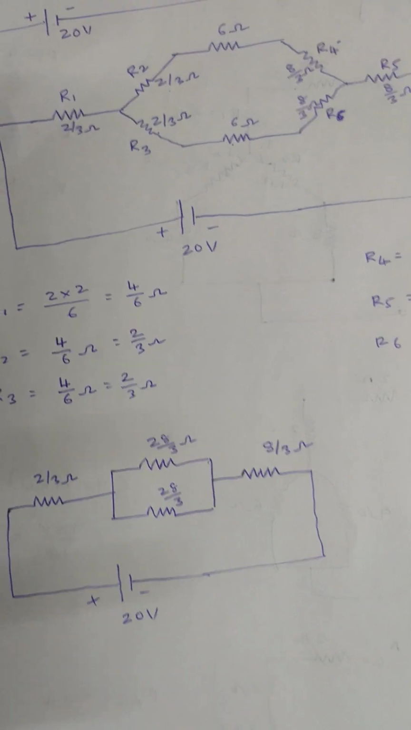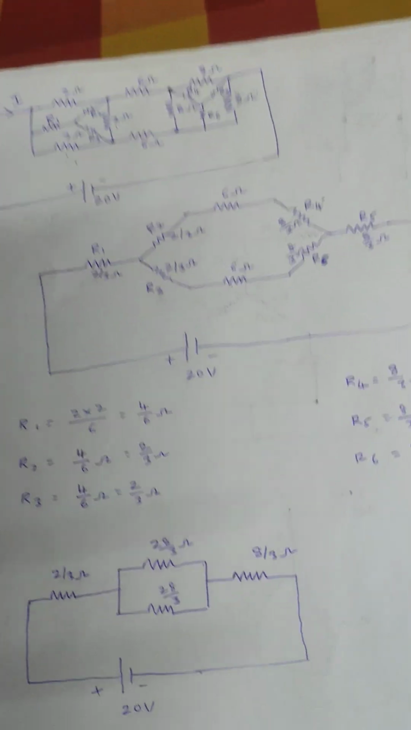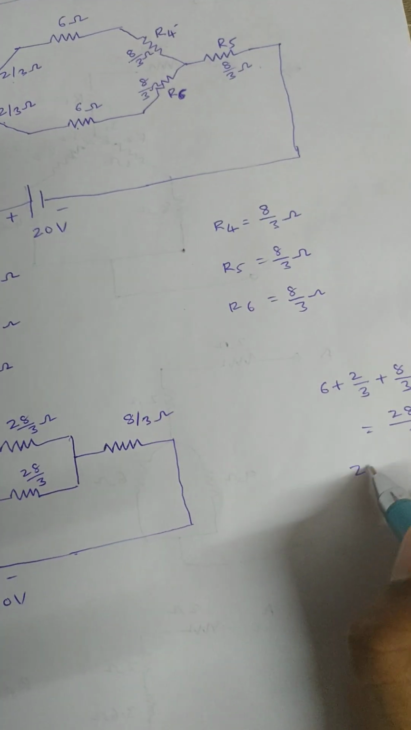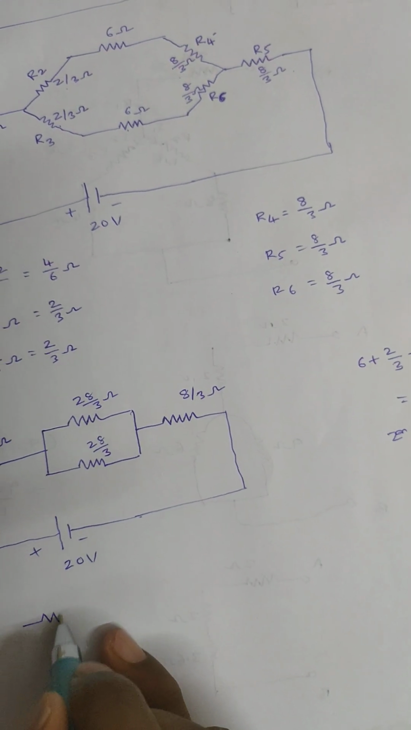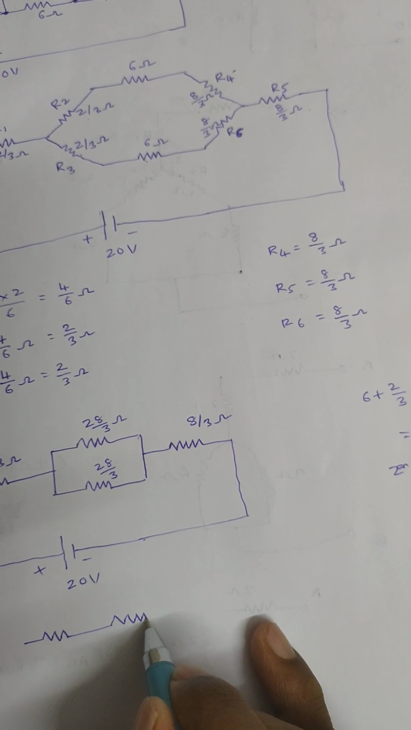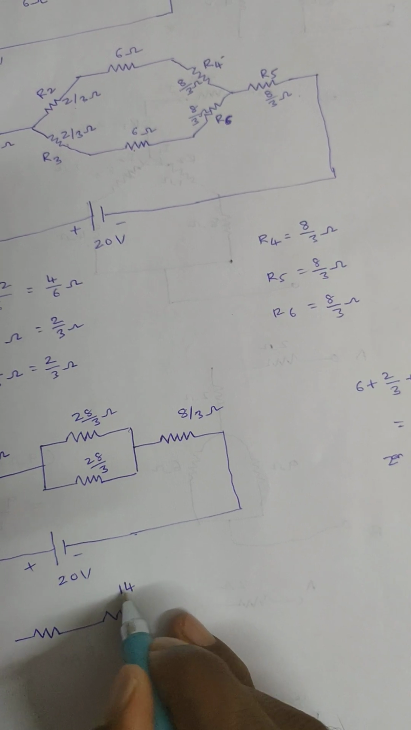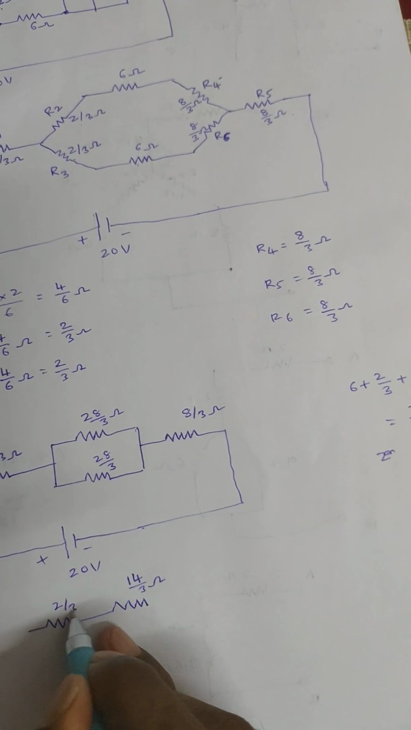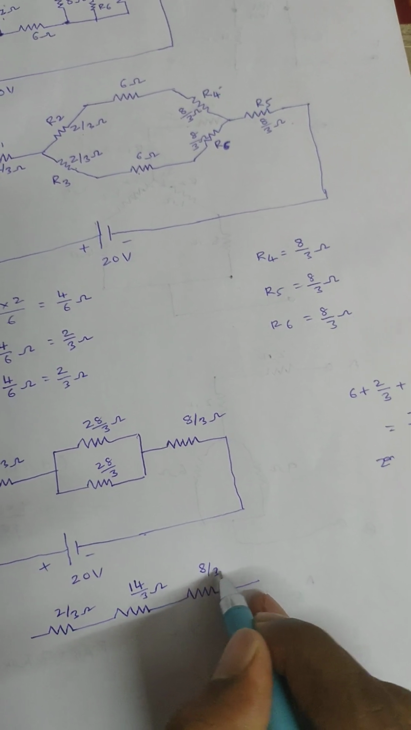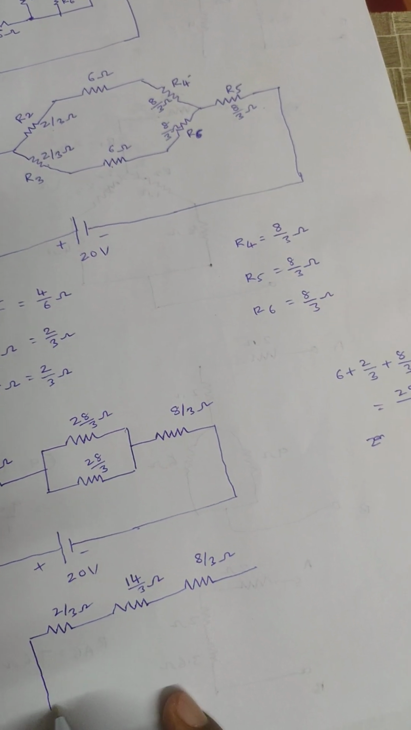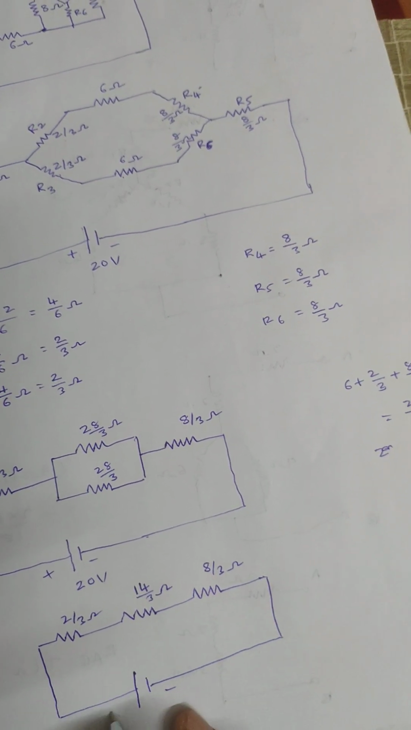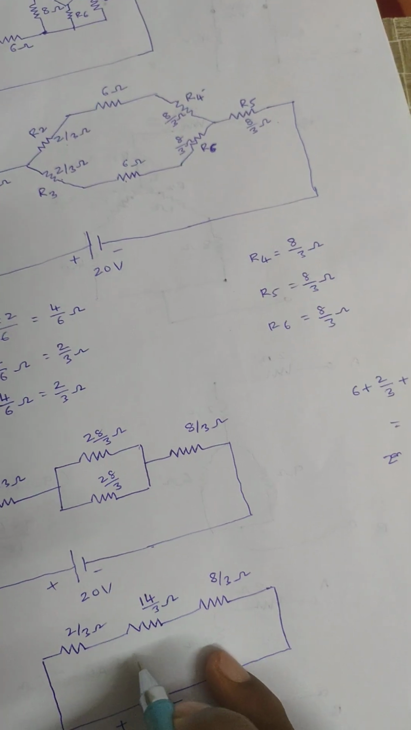Next, 28 by 3 in parallel with 28 by 3. Two equal values connected in parallel, the resultant value will be half, right? That is 28 by 6. 28 by 6 can be written as 14 by 3 ohms, 2 by 3 ohms, 8 by 3 ohms, minus plus 20 volts, right?